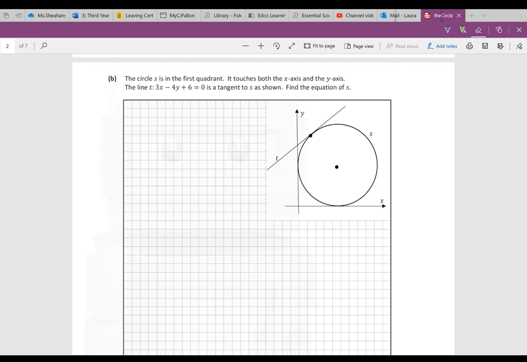So this is from the exam paper questions, question 1b. You have a circle S in the first quadrant. It touches both the X and the Y axis. The line T, 3x minus 4y plus 6 equals 0, is the tangent. Find the equation of S.